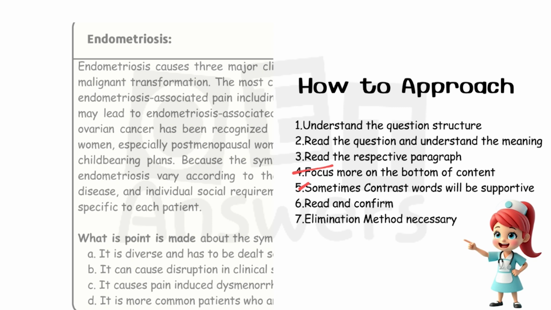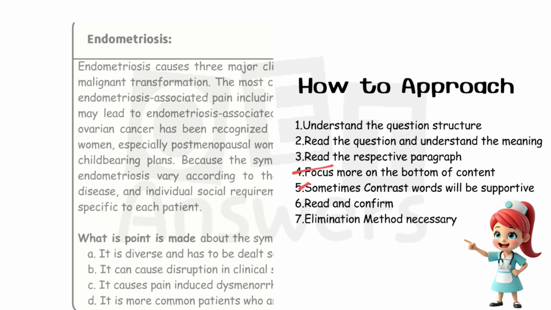Okay, so just be aware of it. Coming to the sixth approach, read and confirm. Once you have done all the five steps, you have to read again and confirm whether I'm choosing the answer from the right location, as well as choosing the answer for this question.